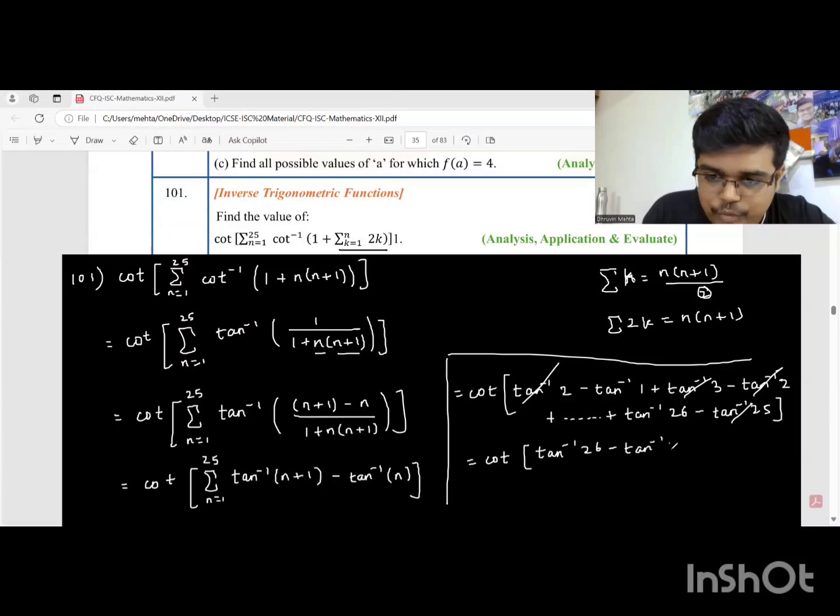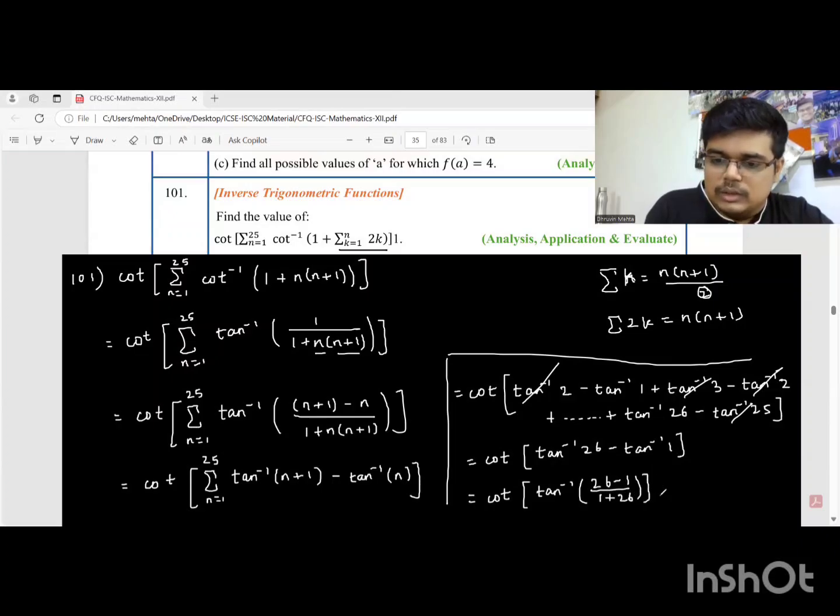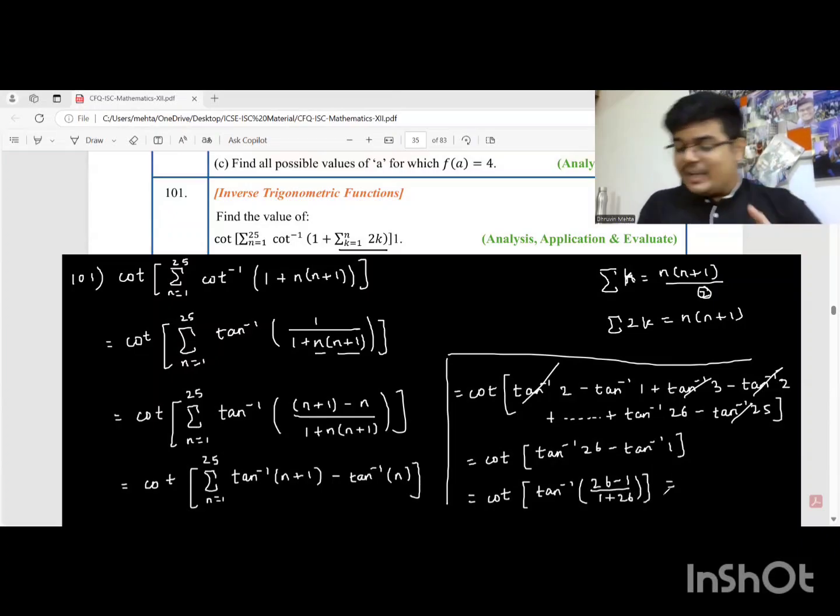Don't convert it to pi by 4. We'll use the tan inverse formula. Tan inverse x minus tan inverse y is tan inverse 26 minus 1 upon 1 plus 26. Which gives us tan inverse 25 by 27. But because we have cot outside, students, we'll convert tan inverse to cot inverse by taking reciprocal. Our answer is 27 by 25.